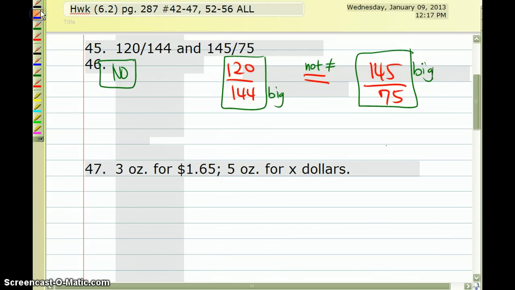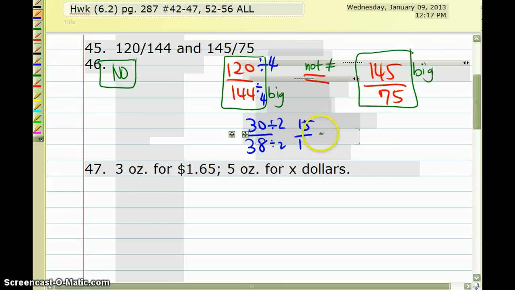Now if I choose to simplify, I can simplify this fraction, divide by 4, this one by 4, giving me 30 over, I don't think that divides by 4, 38. I can divide it again by 2, giving me 15 over 19. Okay, and then I have this fraction over here. I can divide both by 5, giving me 29 over 15.